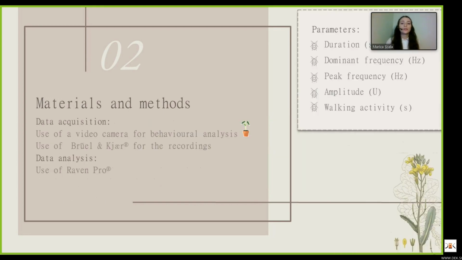The trials with the use of a plant as a substrate were recorded with a video camera for the behavioral analysis. The sound recordings were performed with BK software, while with the use of Raven, we analyzed different parameters such as the duration, the dominant frequency, peak frequency, and amplitude. And since Bagrada hilaris is a gregarious species, we wanted to analyze the correlation between cumulative walking time and number of calls in order to try to understand the meaning behind those.